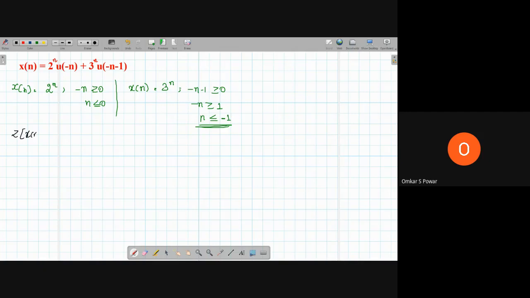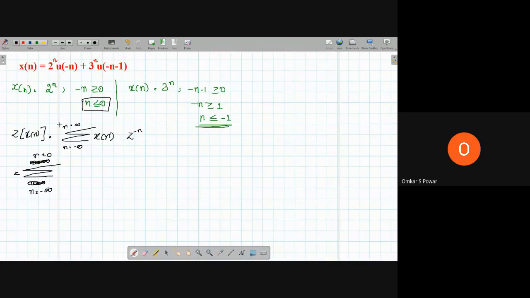Z transform of x of n is equal to summation n varies from minus infinity to infinity x of n z to the power of minus n. So what we have to substitute? We have to substitute the limits. So n varies from 0 to infinity. What is your x of n? I have made a mistake here. So n is less than or equal to 0. Okay, so what should be your limits? n varies from minus infinity to n is equal to 0.